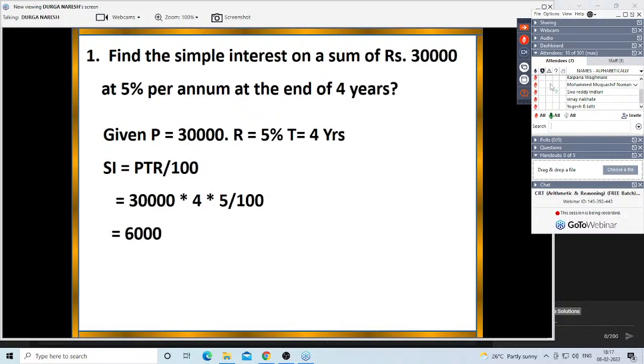Hope all of you understood the introduction. If the given time period is in terms of days, we have to convert the time period in terms of years compulsorily. Next one. All of you noted down.